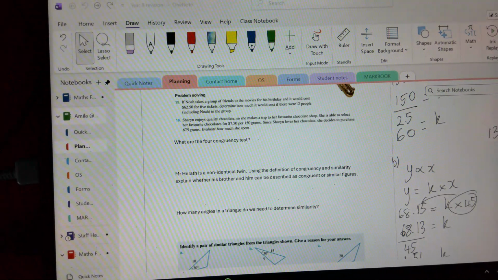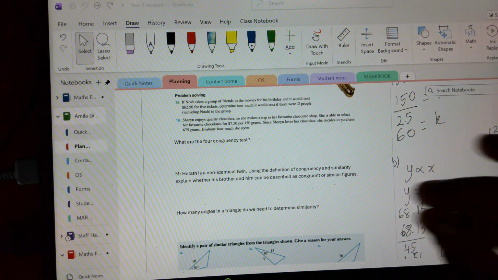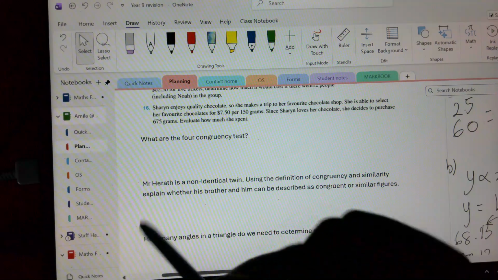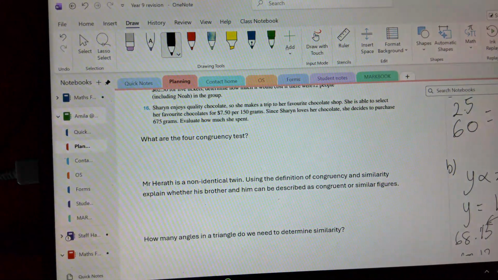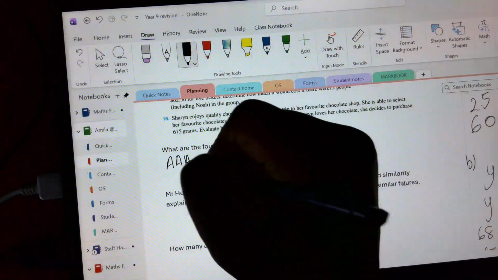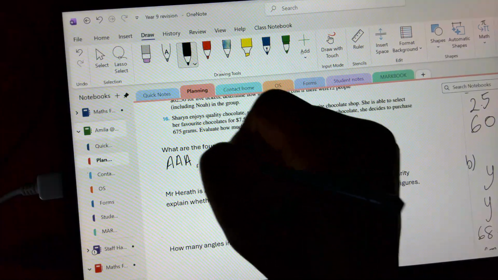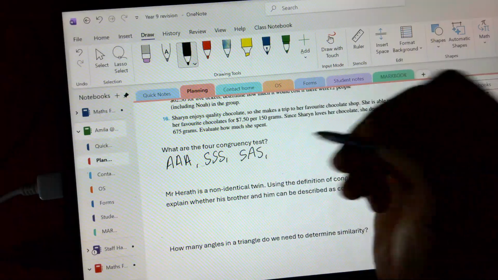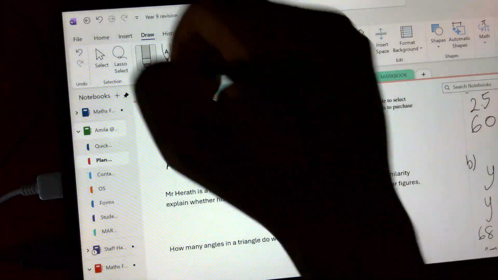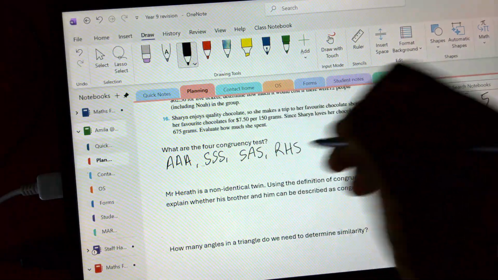Alright, now we're going to move on to the similarity part of the revision sheet. I've got 3 questions that get us started on it. Question 1 is, what are the 4 tests for similarity? If you remember from your notes, you should have angle, angle, angle, side, side, side, side angle side or SAS, and right angle hypotenuse side.